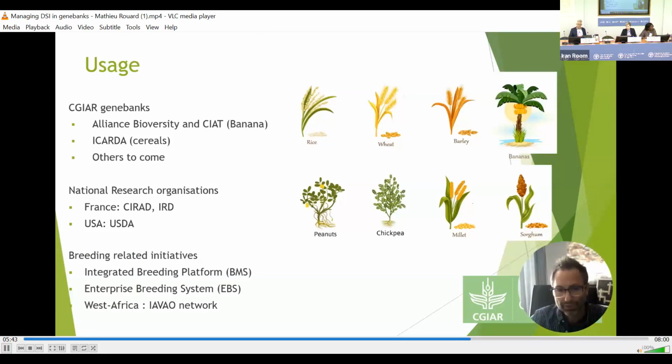So we are not the only ones to use it. It's also being used by the gene bank at ICARDA. It's being discussed for other gene banks in the CGIAR at the moment. It's also being used by national research organizations in France, CIRAD and IRD, because they are very active in the development of the tool, but also in some labs at USDA. And it's also being adopted by some breeding systems, because there is the same type of needs when you want to deal with genomic selection, for instance, in breeding programs.